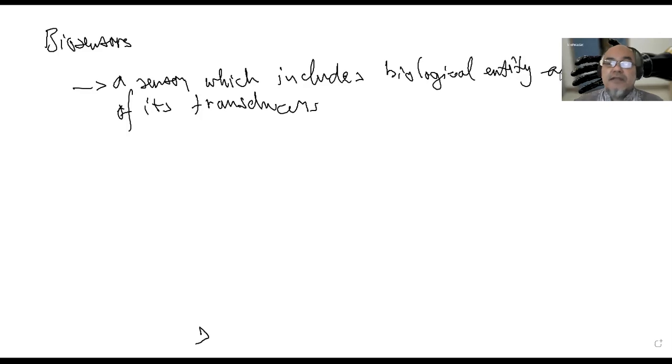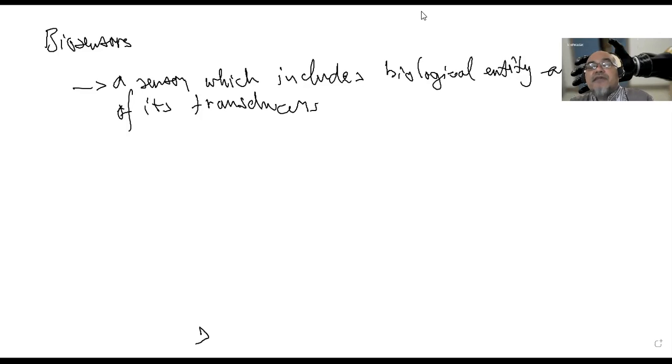For example, the content of glucose, which is a common biosensor in the market already. The content of glucose in the blood. You cannot use, for example, an acceleration sensor to measure it directly, because it is not a physical signal. It is a chemical or biochemical domain signal.